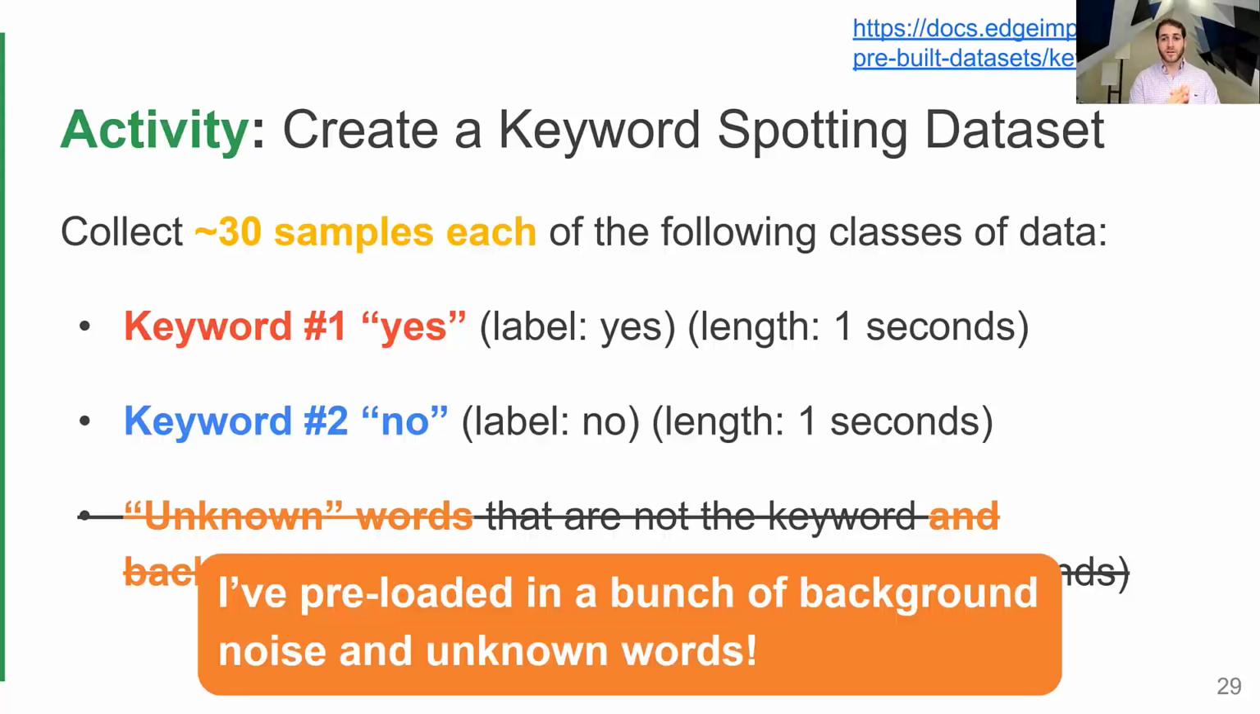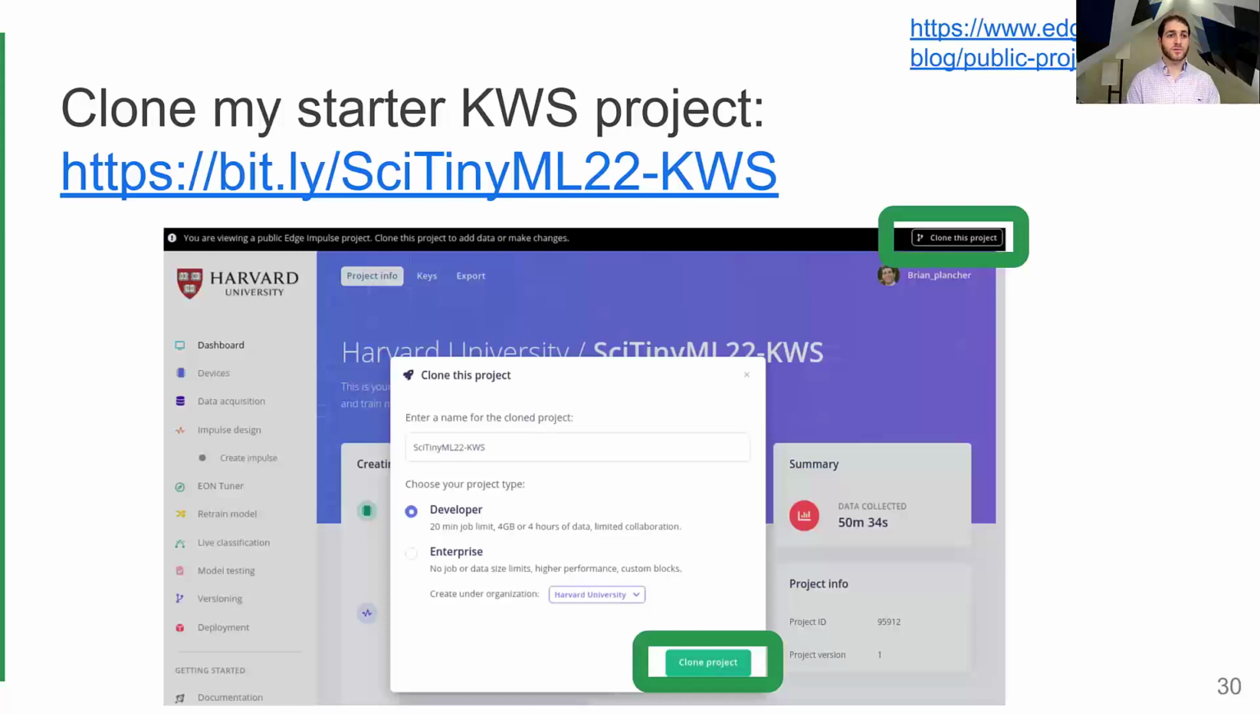But I've preloaded a bunch of background noise and unknown words into a project that you can clone, which will save you the trouble of having to do that. And it's based on Edge Impulse's pre-built example for yes and no, except I stripped out all the yeses and nos so that you can supply your own keywords or your own recording of those keywords. But it's all there, static and noise. The link is on the top right if you want to see their full data set. But for today, what you can do is go to this link, bit.ly/SciTinyML22-KWS for keyword spotting. And if you go to that link, you will get to my project here.